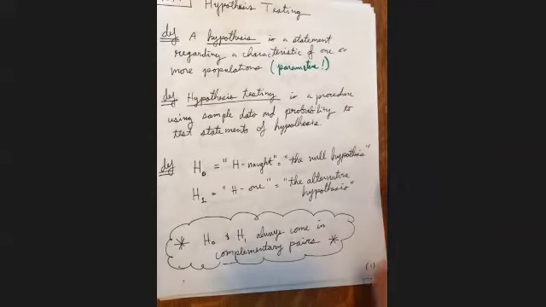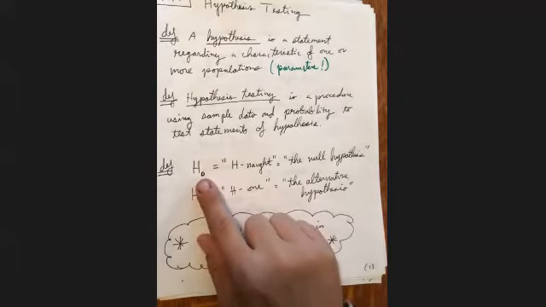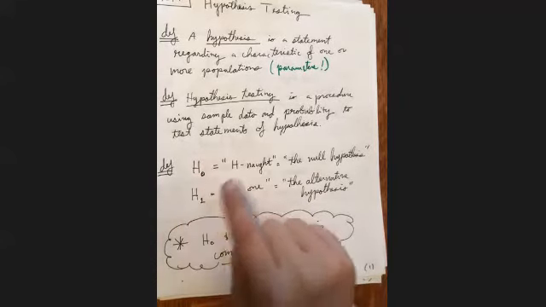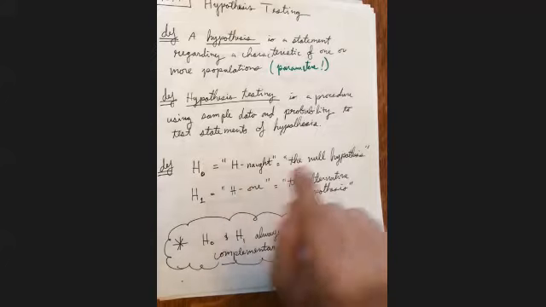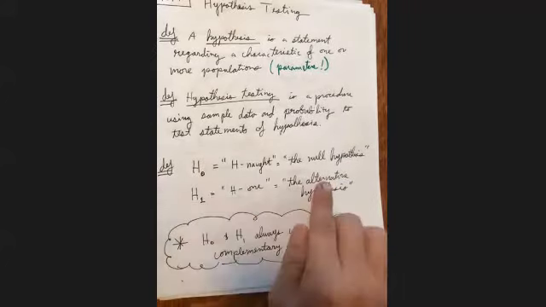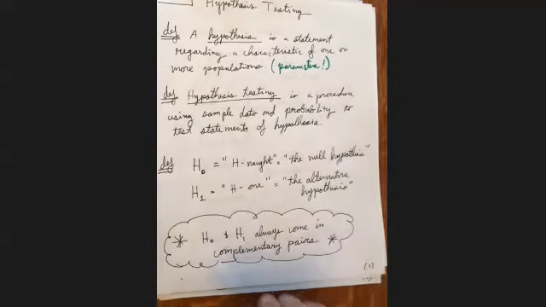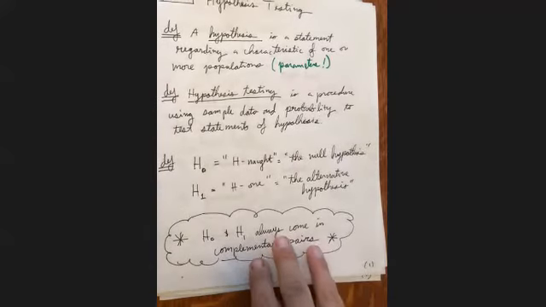Those two claims in this context are the null hypothesis, which we denote H sub 0, and we say H naught. This is the null hypothesis. We'll explain what this is. Or the alternative hypothesis, H1. Okay, so these are the two claims that a researcher can make.